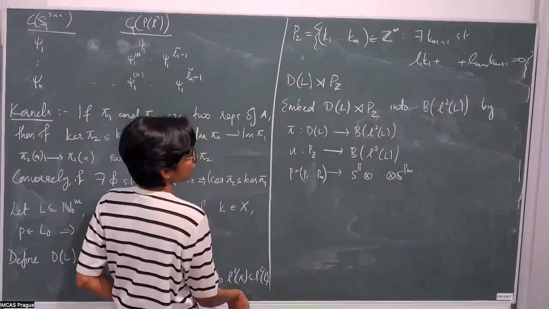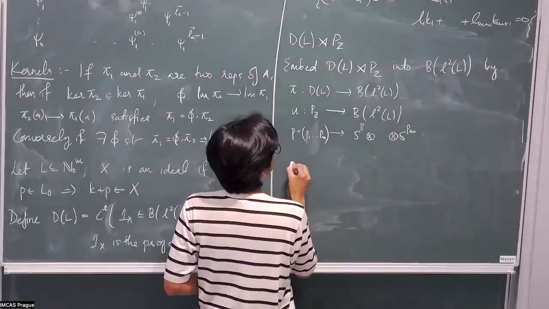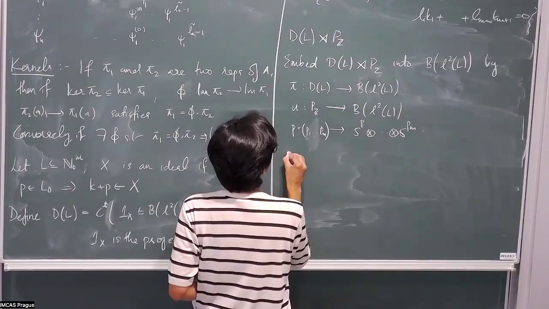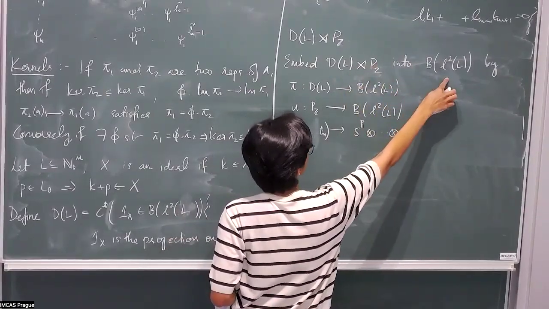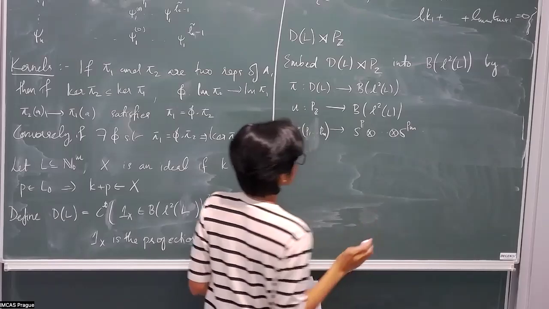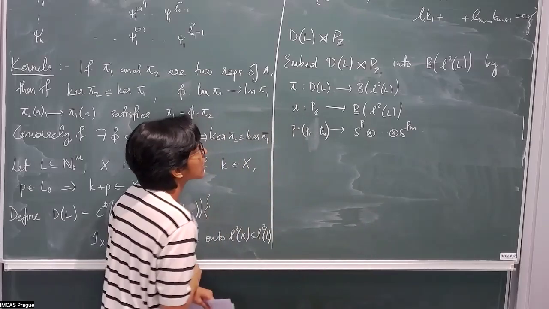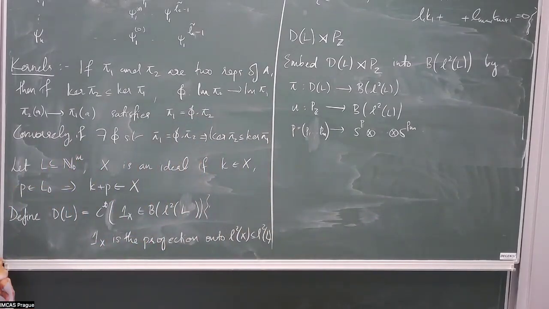And this gives me a covariant representation. And in fact, this is going to give me an embedding of this cross product inside this guy. And now we have everything that we want to look at the inclusion relations.